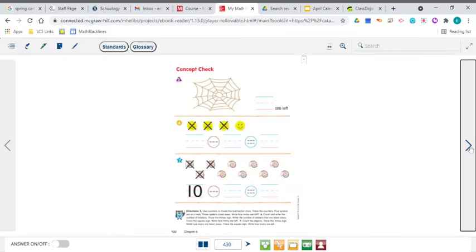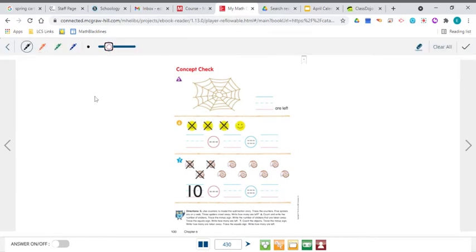All right. Go ahead and turn the page to page 430. Page 430. Now, it says we're going to use counters to model at the bottom. We're just going to draw, and it doesn't have to be fancy spiders, right? They can just be circles that represent the spiders. And it says 5 spiders are on a web. So all you have to do is draw 1, 2, 3, 4, 5, 6. And it doesn't matter where you draw them on the web. There are 6 spiders on the web.